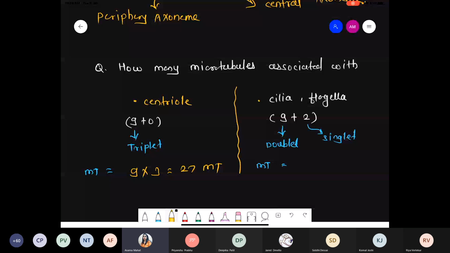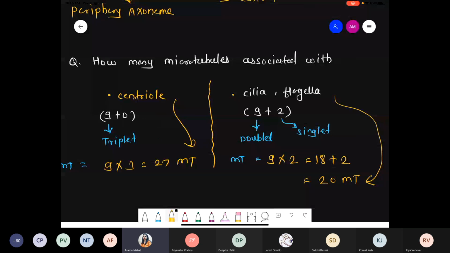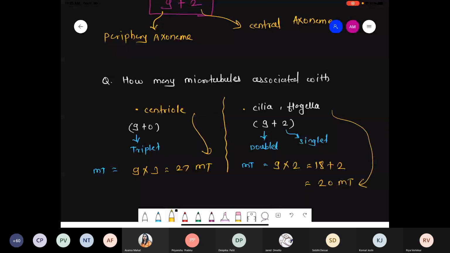And in this condition, it is a doublet, meaning 9 into 2, that is 18, and the singlet plus 2. So in total 20 microtubules are associated with the structure of cilia and the flagella. Okay, that's it. If you solve the assignment, you will get a question in the assignment: calculate the number of microtubules associated with the centriole and the cilia and flagella. Okay? Got it?